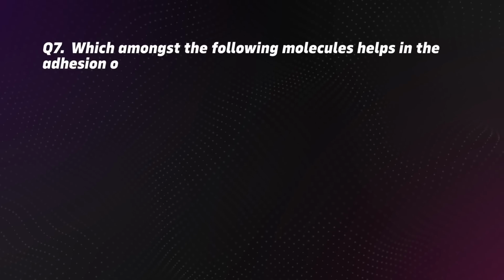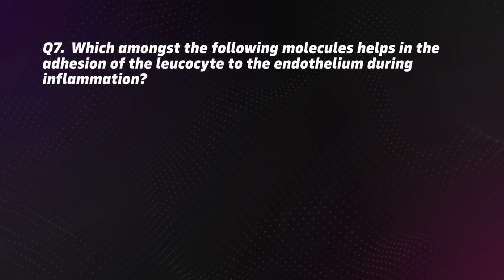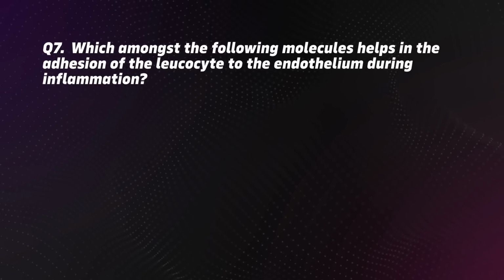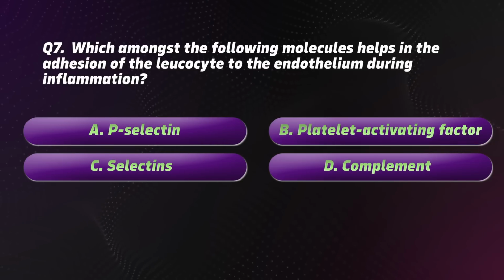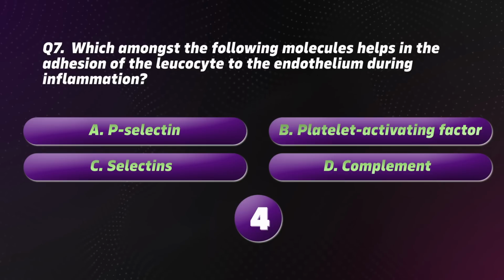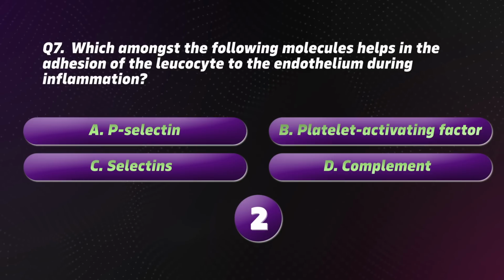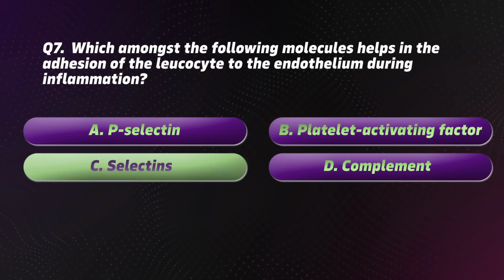Question 7. Which amongst the following molecules helps in the adhesion of the leucocyte to the endothelium during inflammation? Here are the options. A. P-selectin. B. Platelet activating factor. C. Selectins. D. Complement. And the correct answer is option C, selectins.